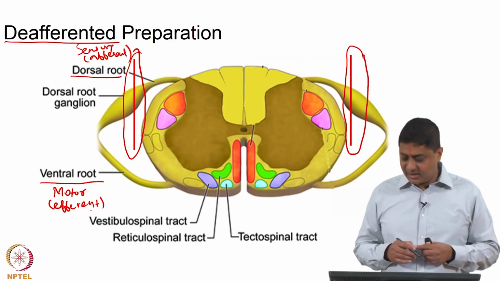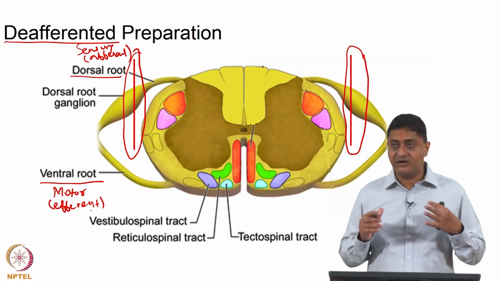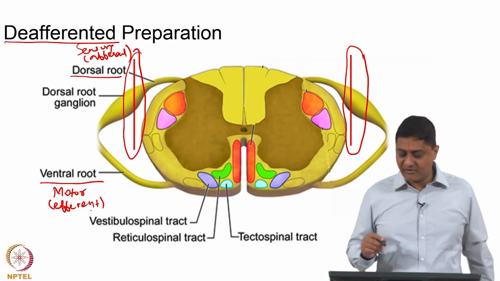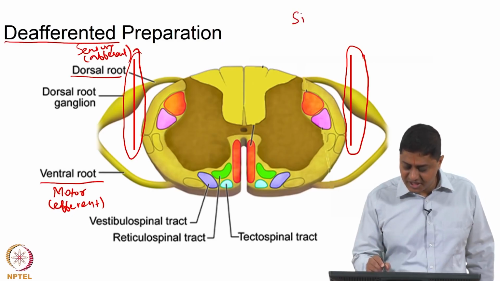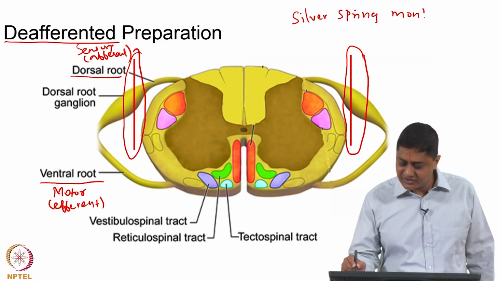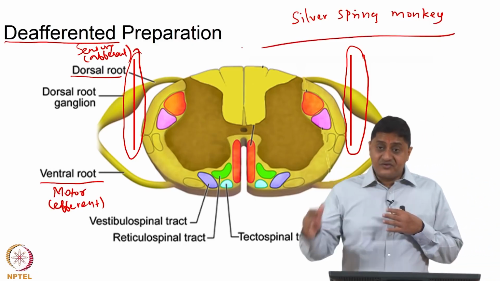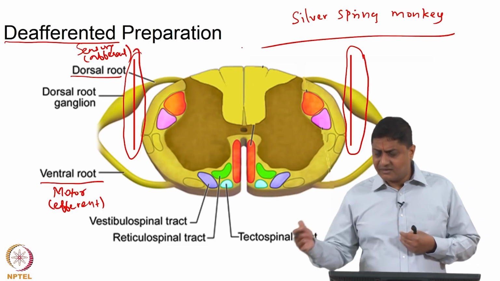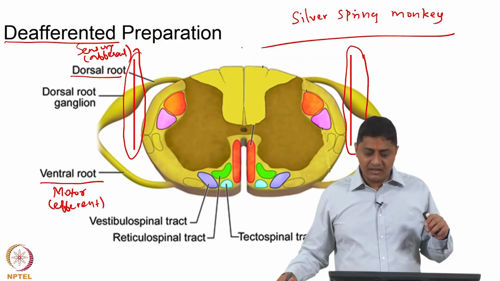A particular case of deafferentation was used in training the animal to use an affected limb. This became a very controversial case. I have not described the case here, so those who are interested can check the Silver Spring monkey case. What happened here was that the monkeys were deafferented on one side of the body. That means they will not be able to sense that side of the body, but the other side was kept intact.